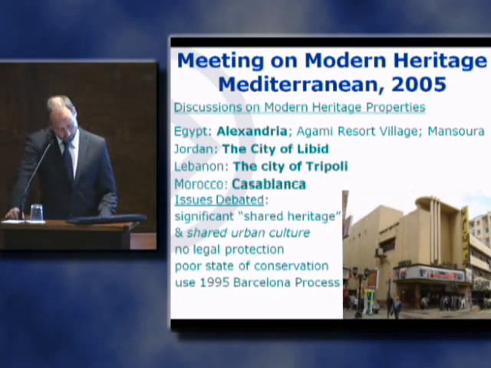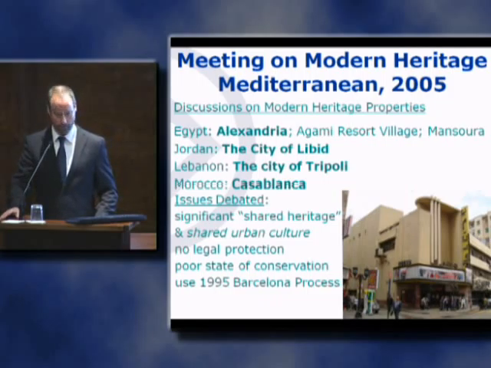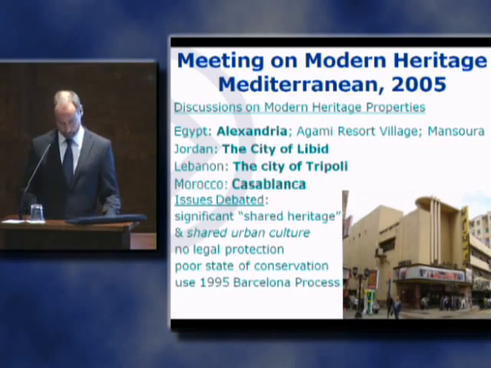In this context, the Barcelona process was mentioned, and the Barcelona process refers to the Euro-Mediterranean Partnership, which is a wide framework of political, economic, social, and cultural relations between the member states of the European Union and partners of the Southern Mediterranean, established in 1995. This framework should be used where possible to raise awareness on modern heritage and cooperate in its protection and conservation.